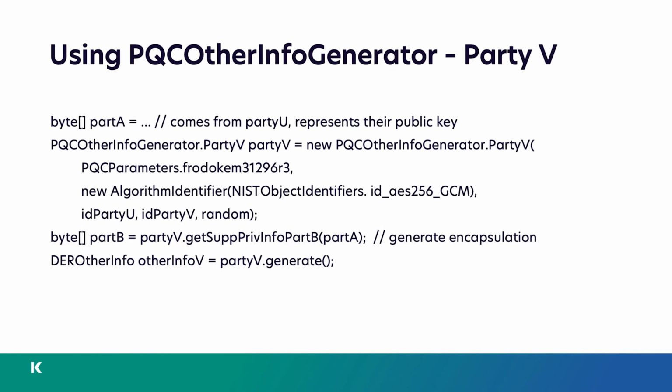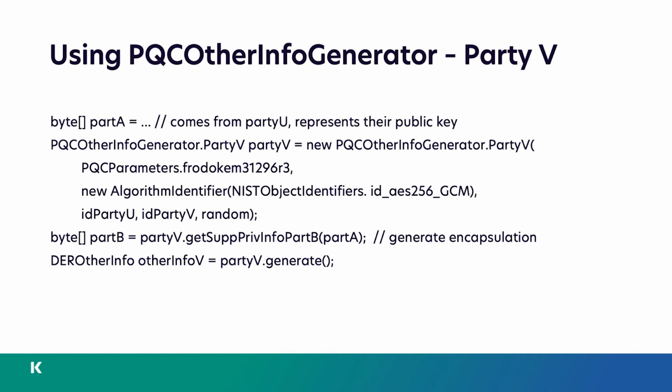Now, if we look at the other side, which is what party V gets, the first thing that party V has to deal with, of course, is that they need a copy of part A, which, of course, is really party U's public key. They then construct their other info generator in a very similar fashion, so they'll make sure they specify the same Frodo parameters, and of course the same algorithm and ID parameters that are required to make sure the user keying material that's generated as part of the other info makes sense.